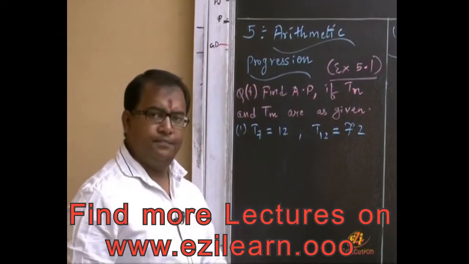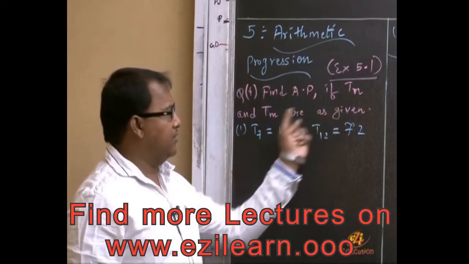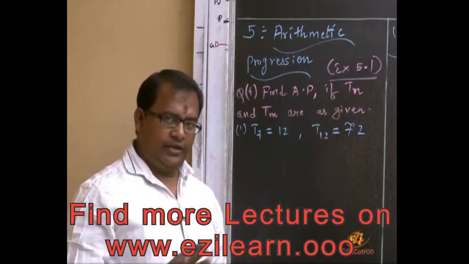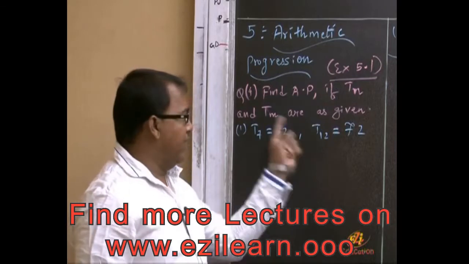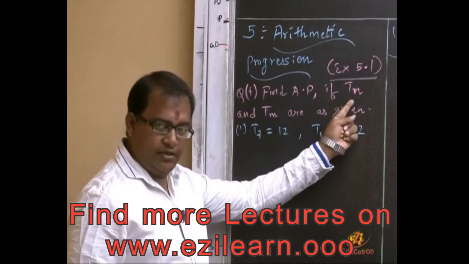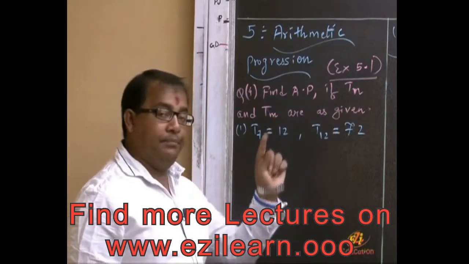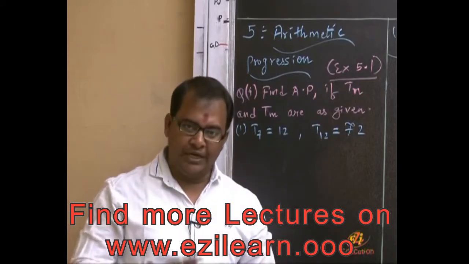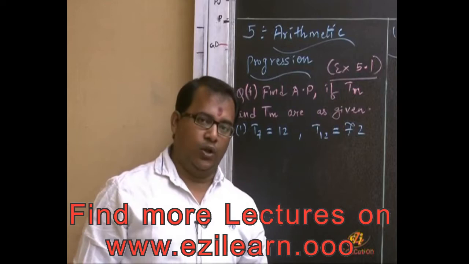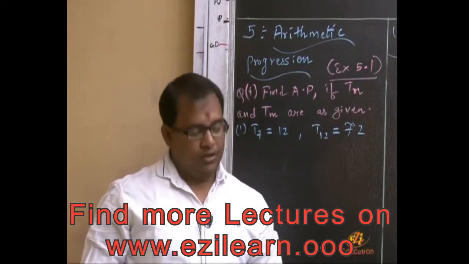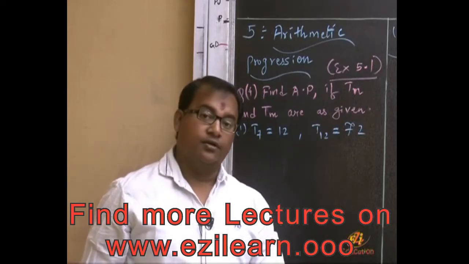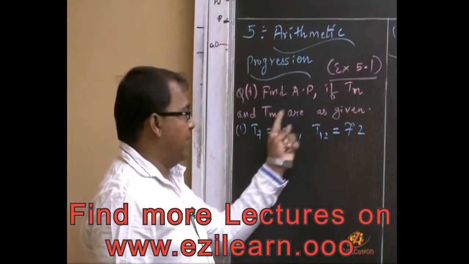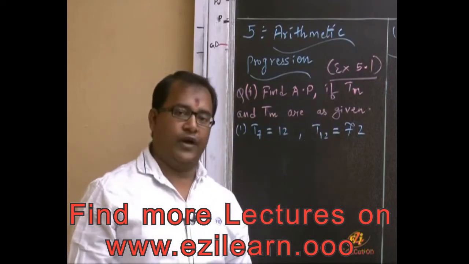Find AP if Tn and Tm are given. Find the arithmetic progression if the nth term, Tn, and the mth term, Tm, are given. You have been given 2 terms. The smaller one will be Tn, the greater will be Tm. Tm and Tn are given to you. You have to find the AP.